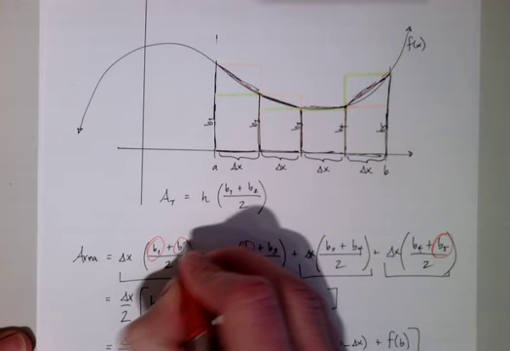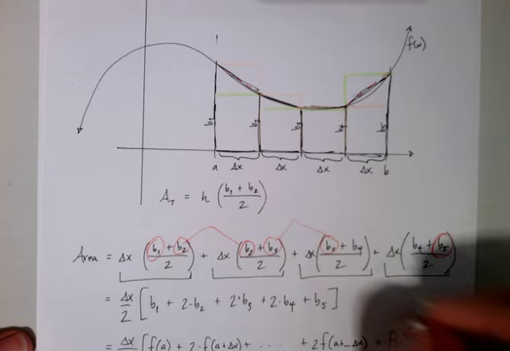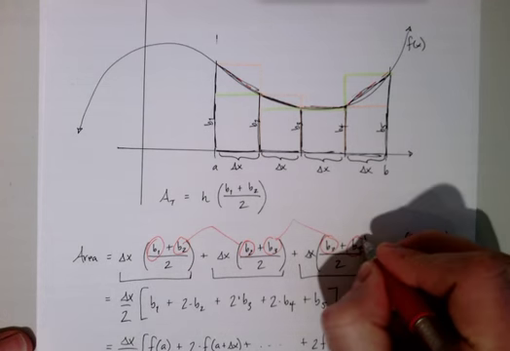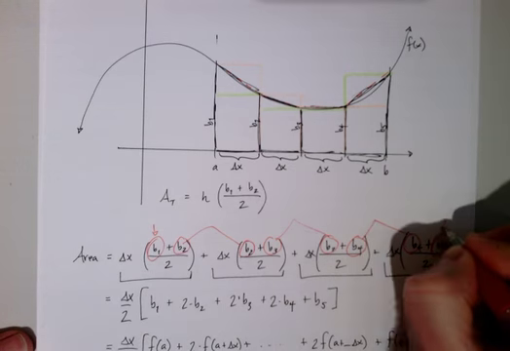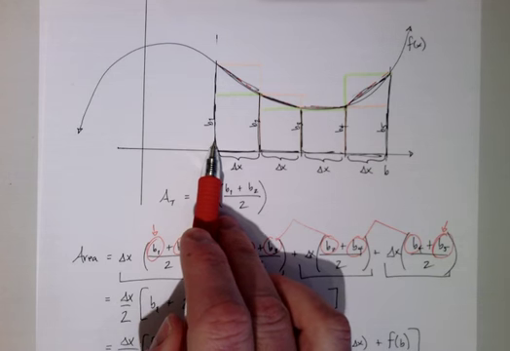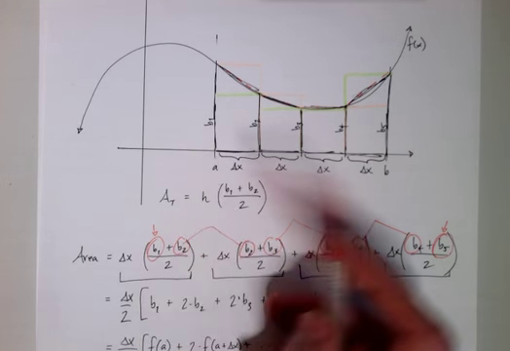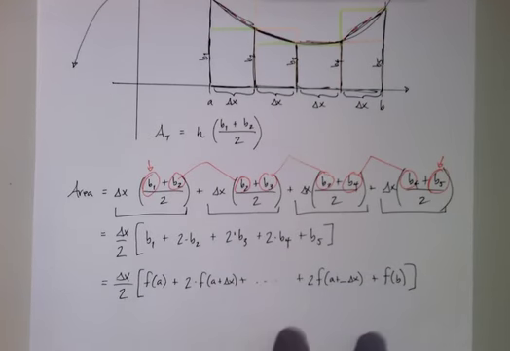And then it has to do with the fact that B2 is used here and here. B3 is used here and here. B4 is used here and here. But B1 and B5 are only used once because they are only a base for one trapezoid because they're on the outer edge of the interval that you're looking at. Now, that is the first way to look at the trapezoidal rule.